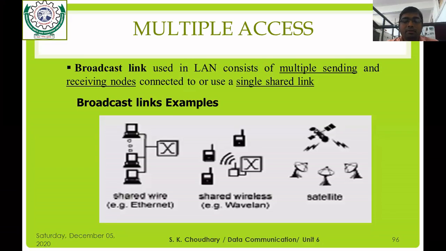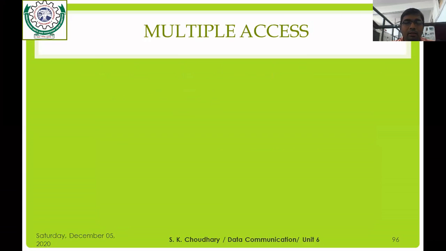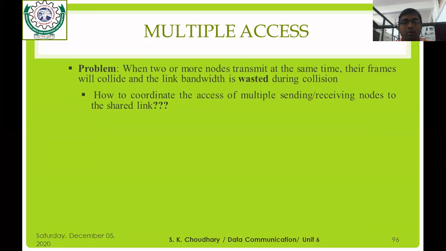Okay, now we start. Generally, the broadcast link used in a LAN network consists of multiple sending and receiving nodes connected to, or using, a single shared link. You can see in the diagram one view of broadcast link examples where multiple nodes share the same link, whether wired, wireless, or satellite link. In such a process, we require a multiple access technique.